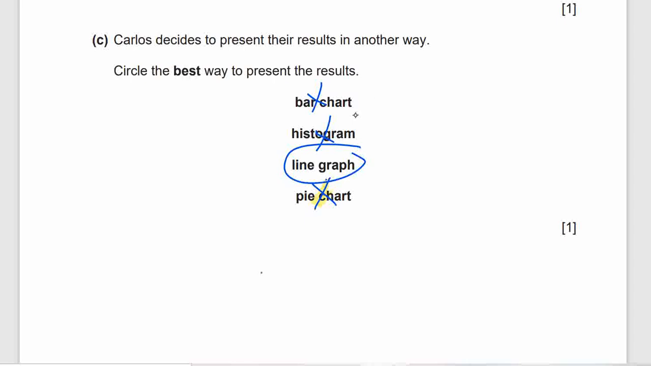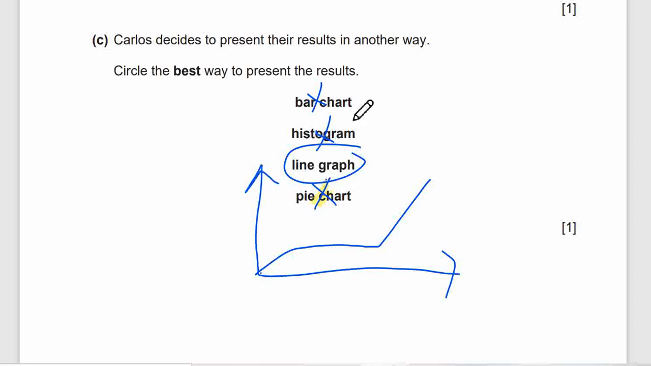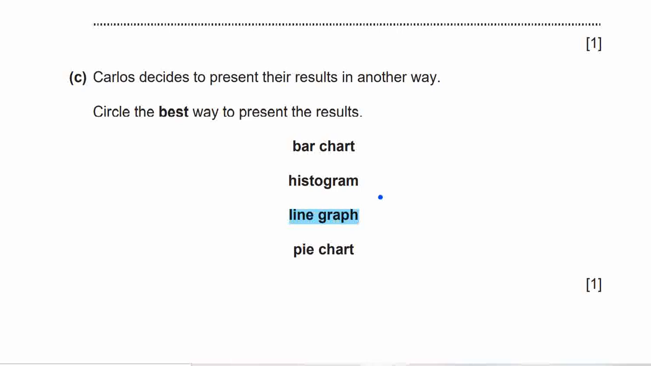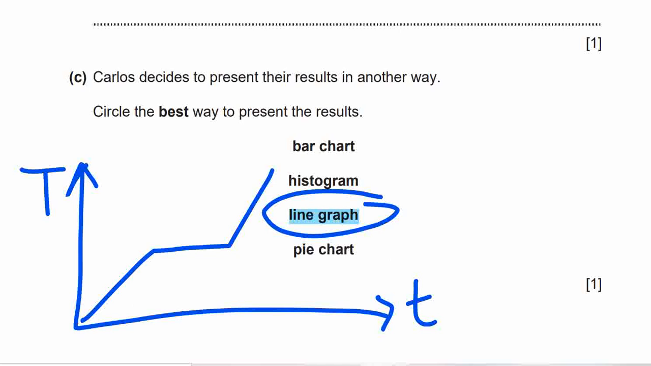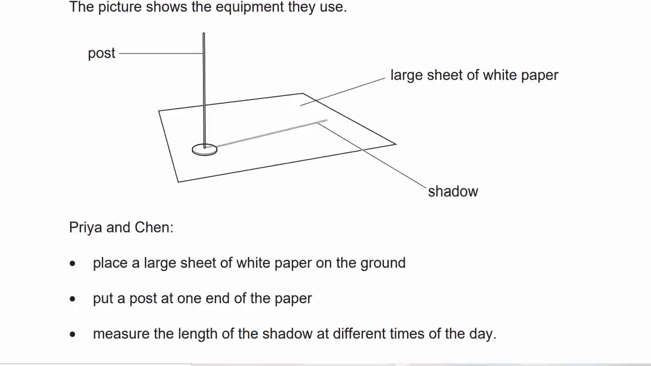So you can see how it moves, things like this and like this. It will be suitable for this kind of graph or data. So we answer line graph. Things like this go up and here and something like this. It will be the time in minutes versus the temperature.